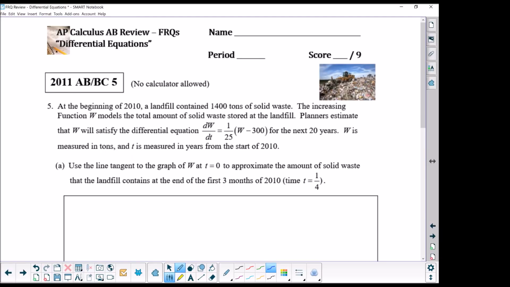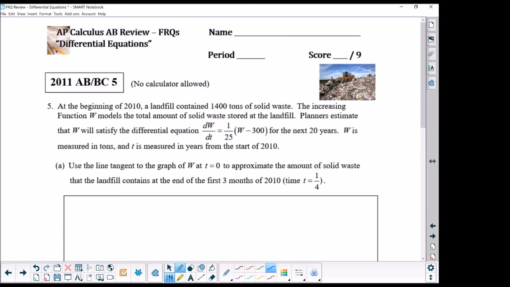First question. Use the line tangent to the graph of W at t equals 0 to approximate the amount of solid waste that the landfill contains at the end of the first 3 months of 2010. Now, the first 3 months could be bothersome. It's like, what do I use for that? They did help you out. They said on the exam that year that that would mean the time is 1/4. 3 months is 1/4 of a year. So I hope that you see a connection.